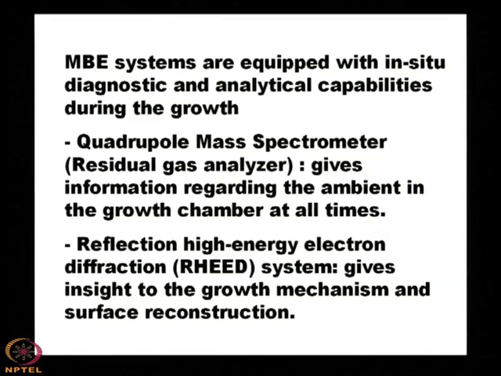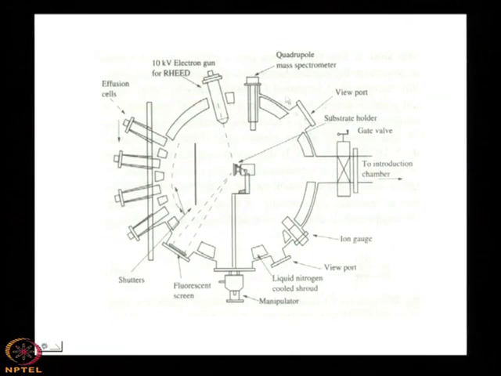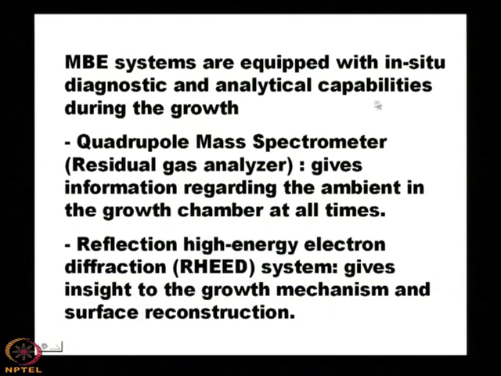Okay, now we shall come to the fact that MBE systems are equipped with in situ diagnostic and analytical capabilities during the growth. You see in this figure I have shown that a mass spectrometer is there and RHEED is there. This is the mass spectrometer and that is RHEED. So, now we shall come to those aspects of MBE growth, that two important equipments or accessories are attached to the MBE system.